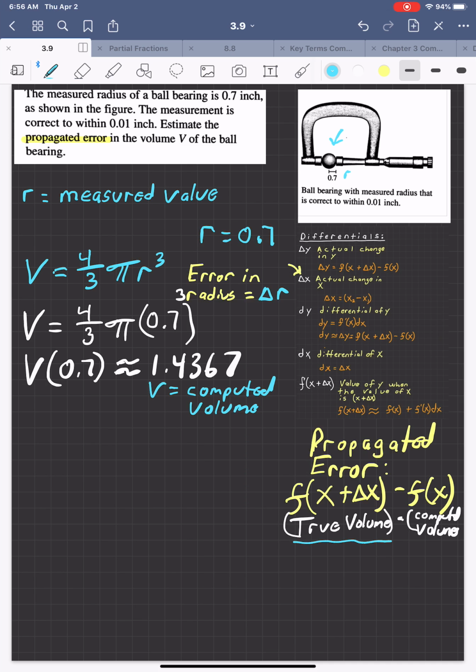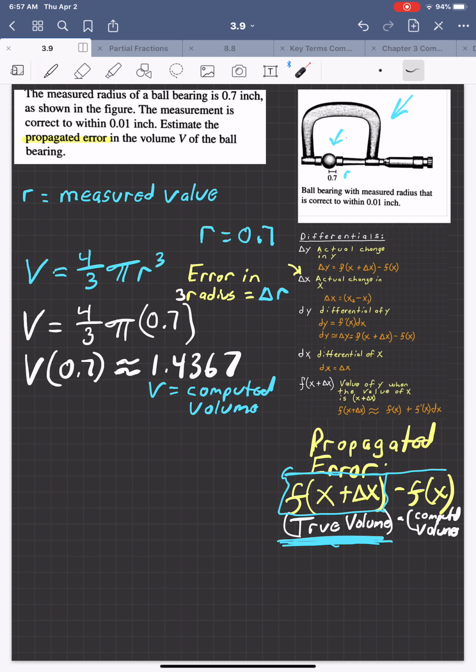Do we know the true volume of that ball bearing? No. Can we just go get another tool out of the toolbox? No, because every single tool that we use is going to have an error. So you do not know the true volume because you're never going to know the true radius. Does that make sense to you? Since you're never going to have this part in the field, how are you ever going to find the propagated error?